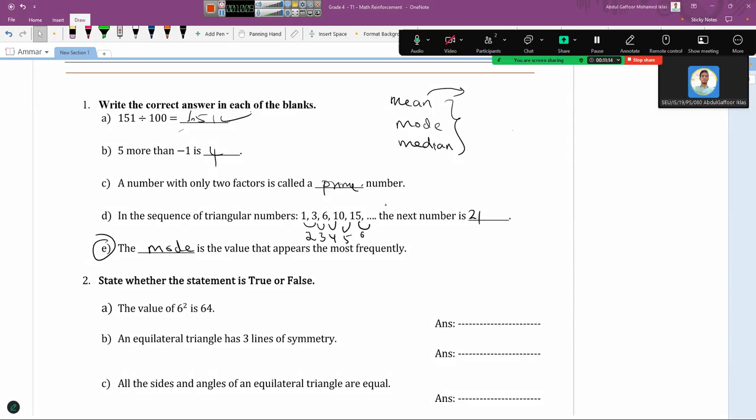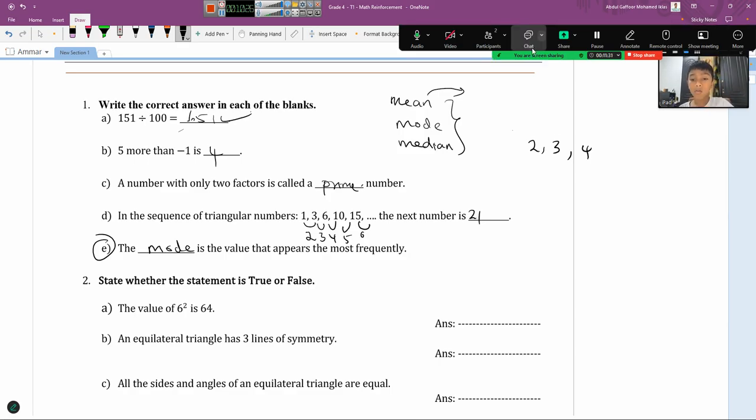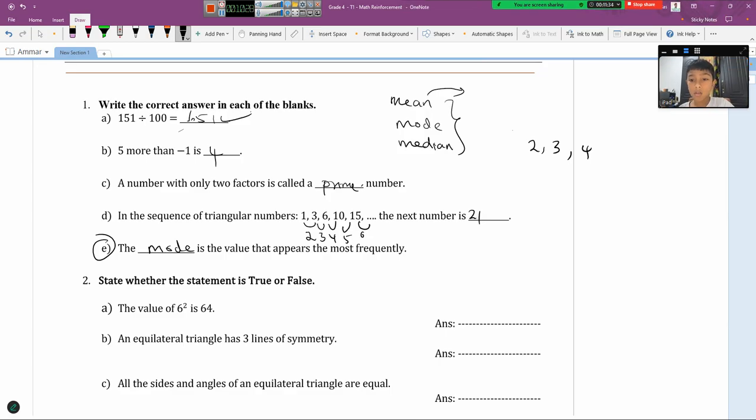Okay, mean, right? So what is mean? Mean is the average of numbers, right? So let's say we have some numbers, right? So 2, 3, 4. What's the average of these three numbers? You know how to calculate the average of numbers? Sir, no. Okay, that's fine.